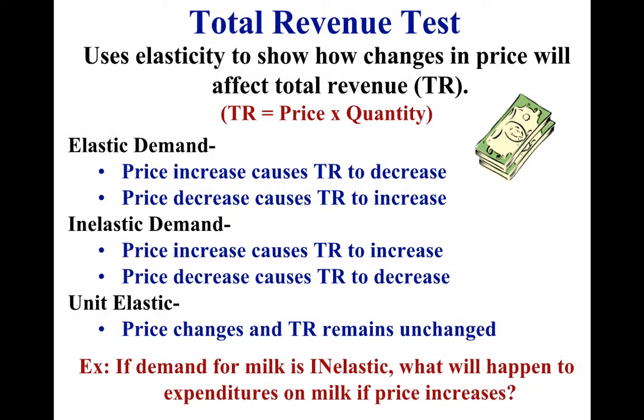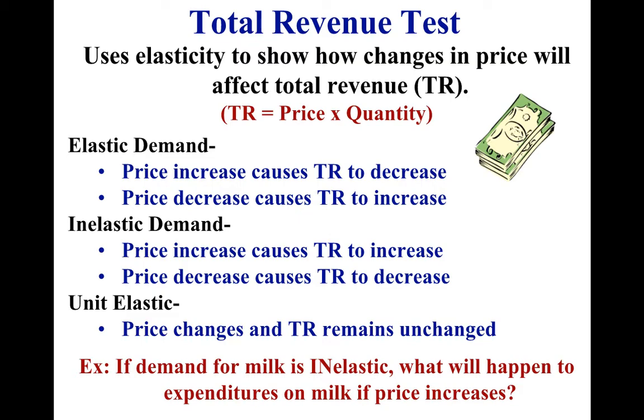Total revenue test. Okay, so this is an easy way. Instead of finding the elasticity coefficient, you can actually find out through the total revenue test if something's elastic or inelastic. So for example, if the price goes up and total revenue goes down, or if the price goes down, total revenue increases, that is elastic.